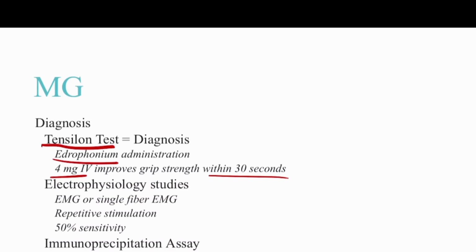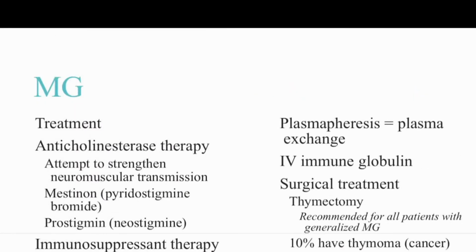You can get your electrophysiology studies, see how the EMGs are doing, precipitation assay. Acetylcholine receptor antibody is what you're looking for. It's going to sit in that receptor and block it so that acetylcholine can't have any effect. Treatment, again, anticholinesterase therapy. Okay, the big one is neostigmine. It helps to strengthen that neuromuscular transmission.